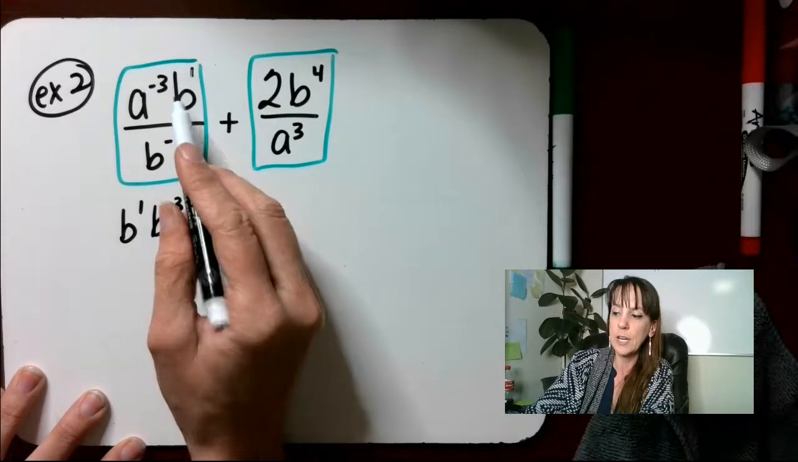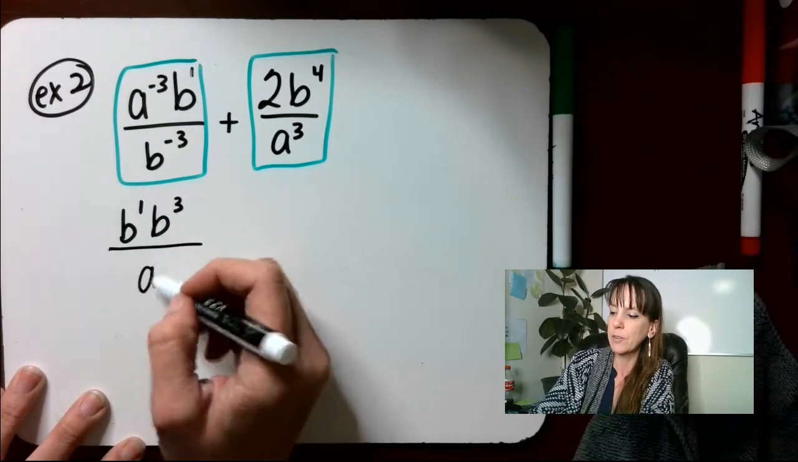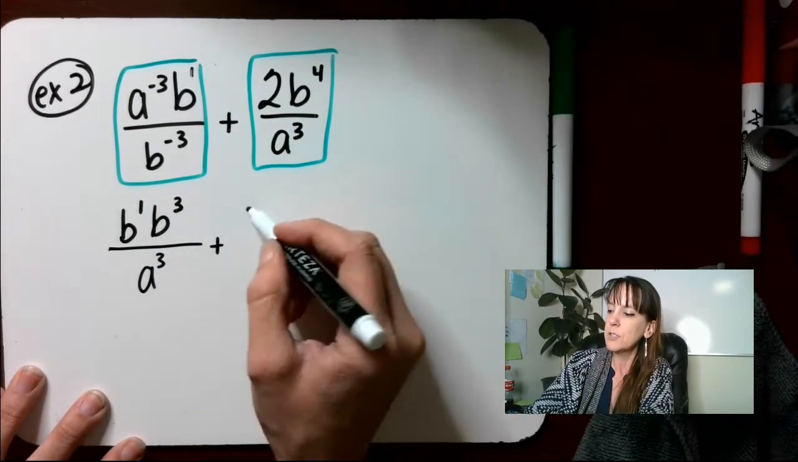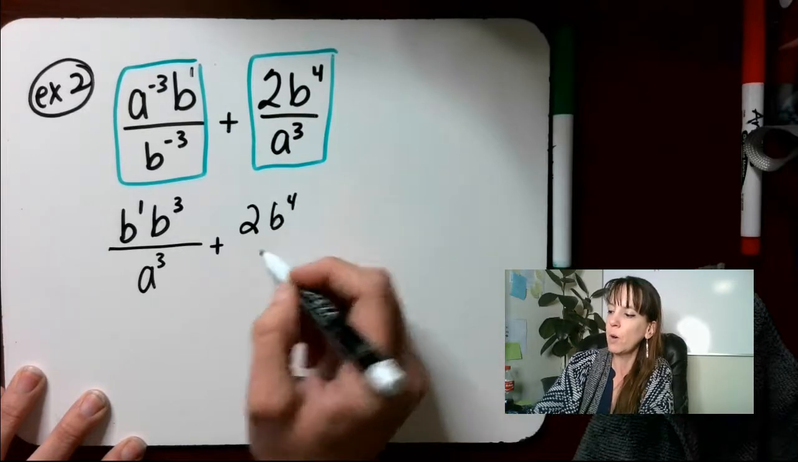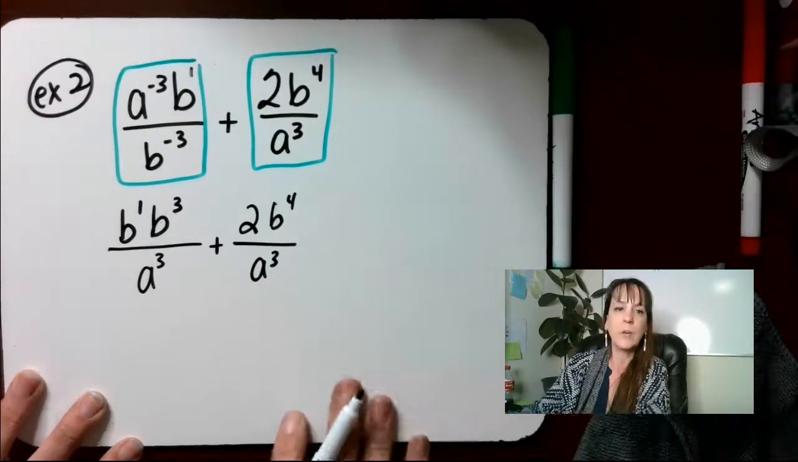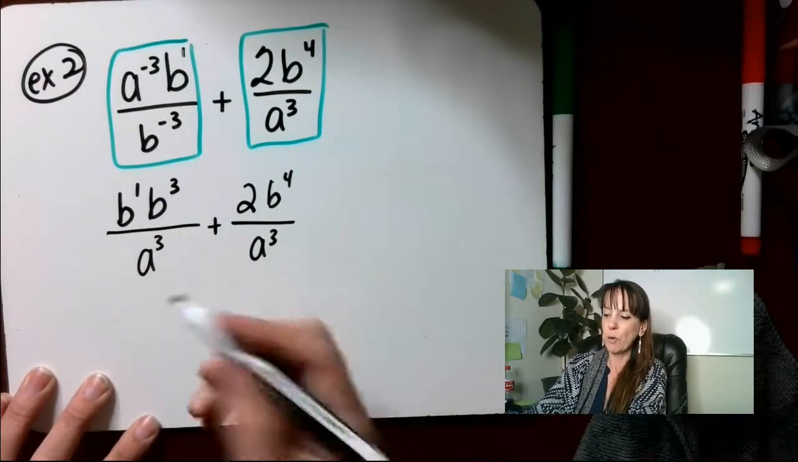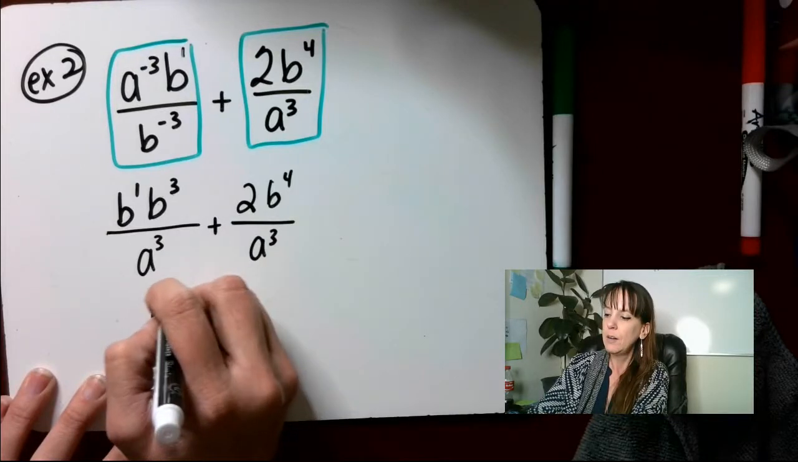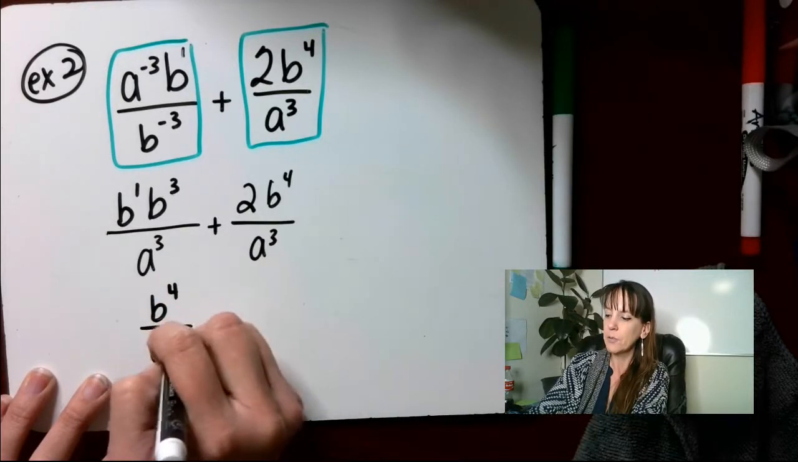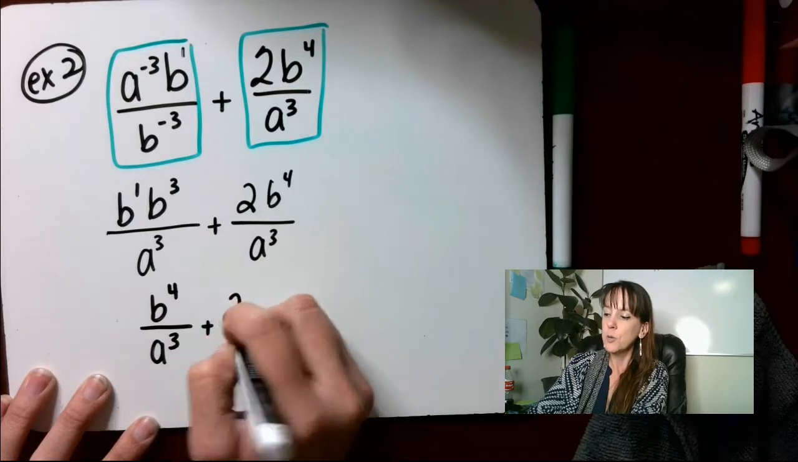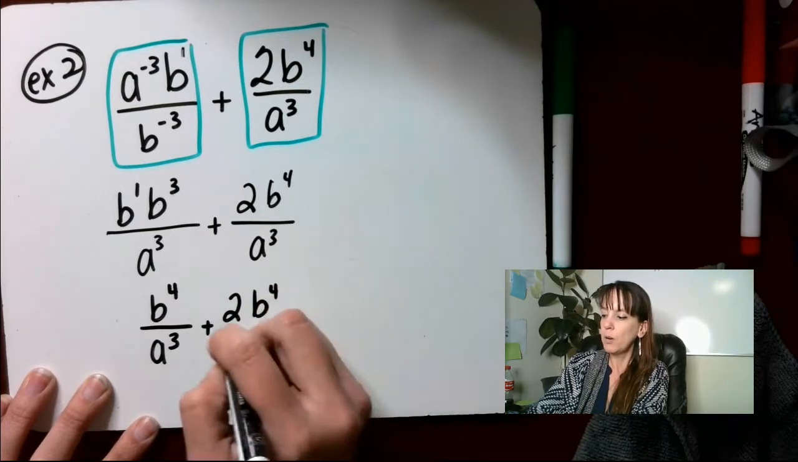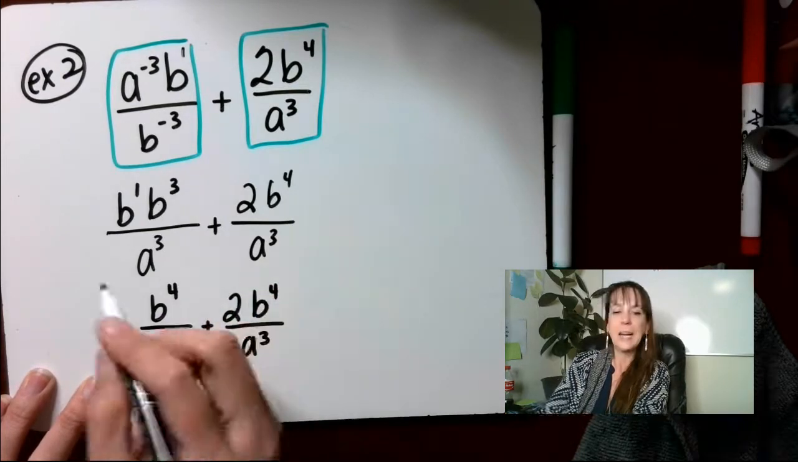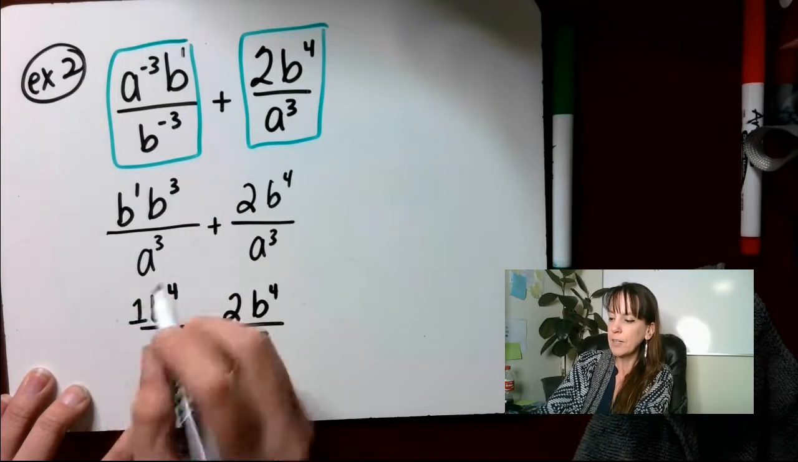b3, and the exponent changed because it went upstairs, over a3, plus 2 b4 a3. Okay, so looking at this guy, that's actually b4. So b4 over a3 plus 2 b4 over a3. Again, there is a 1 in front here.